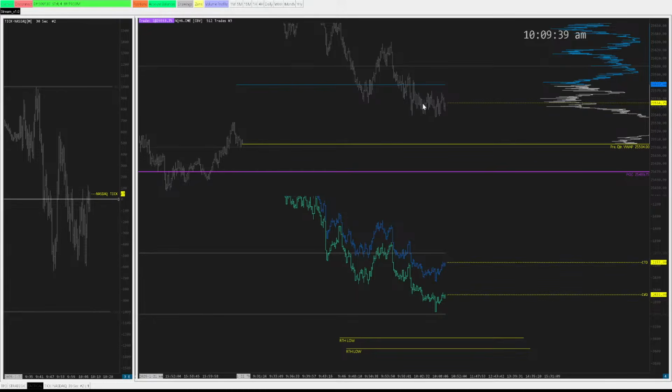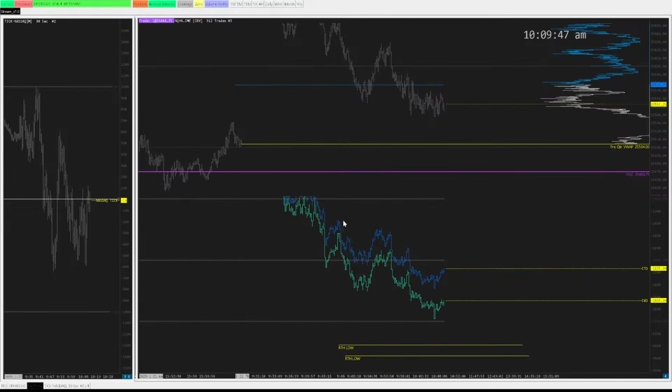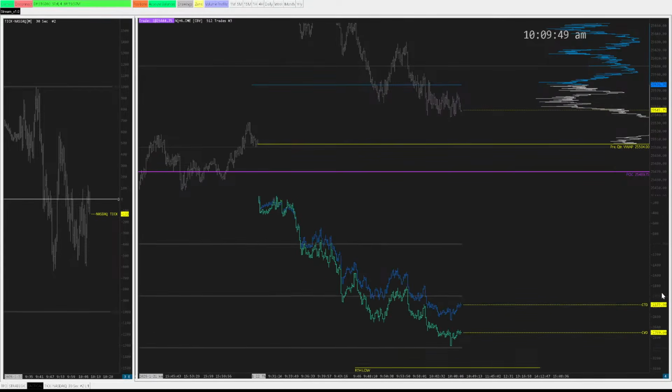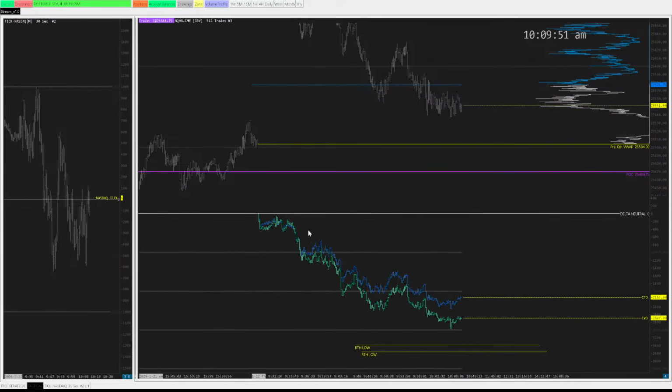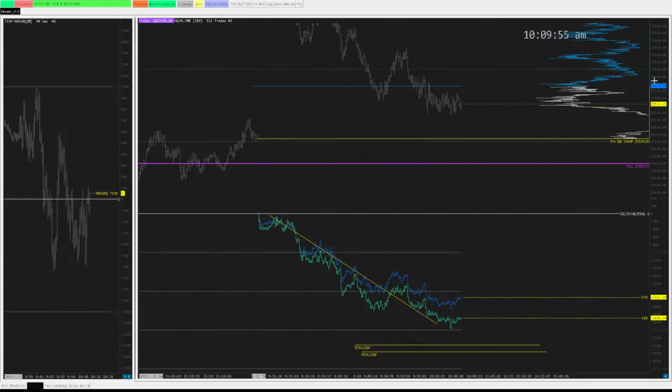What I care about is the change in the flow of the market, because here we are up to this point, right? The flow of the market has been what since the open? It's been down. What has price done?